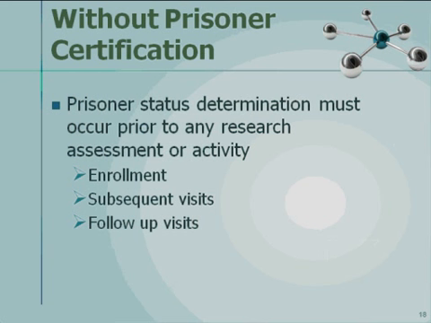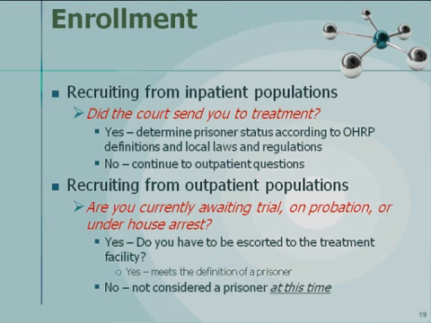What these SOPs need to cover is all the research assessments: the time of enrollment, any subsequent visits, any follow-up visits. We put together some draft language, broad strokes of what you could think about asking participants to try and determine if they meet the criteria for prisoner status. Again, as we talked about in the very beginning, if somebody's in prison, that's a pretty straightforward answer. It's these broader definitions of a prisoner where you really have to ask some questions to figure it out.